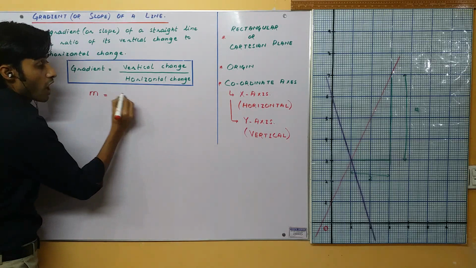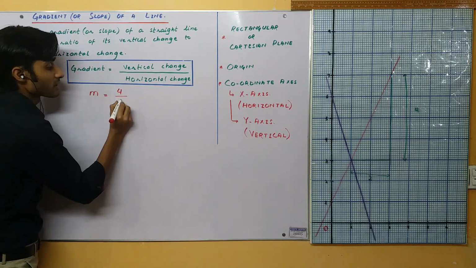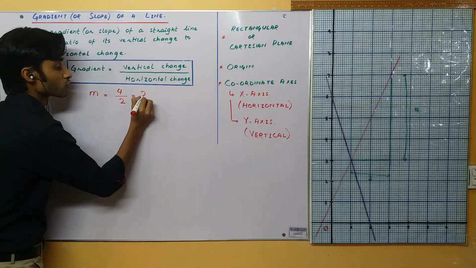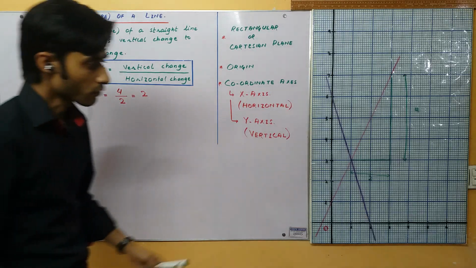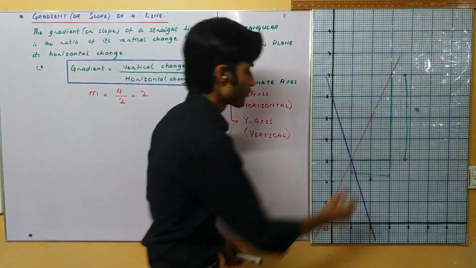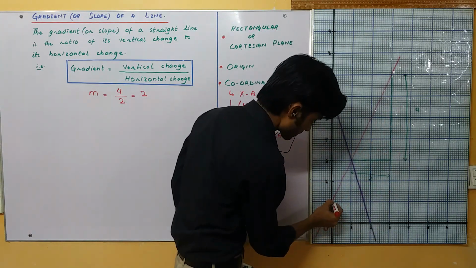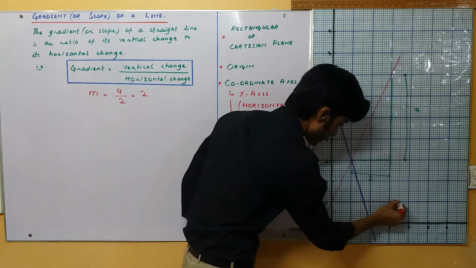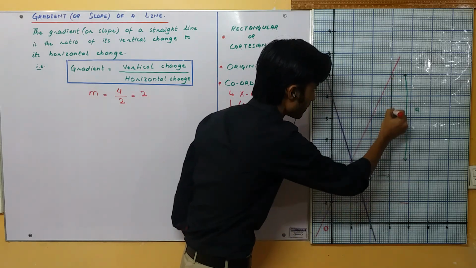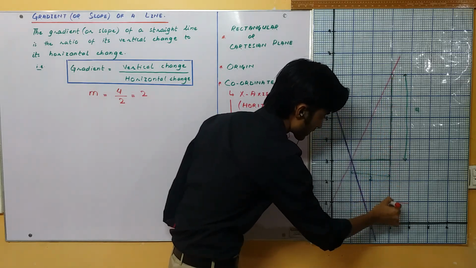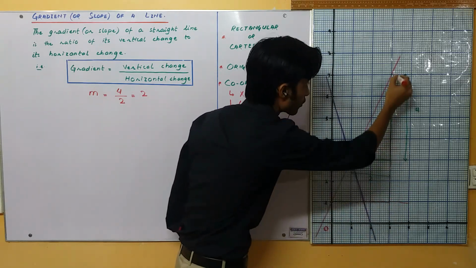Okay? So how much was the vertical change? 4. How much is the horizontal change? 2. This is going to be 2. Okay? No matter which 2 points you consider. If you want to consider this one, okay, the slope has to be same. If I am considering this point, so I'll draw a line like this, and this is the other point that I am considering now. So these are the 2 points that I am talking about.